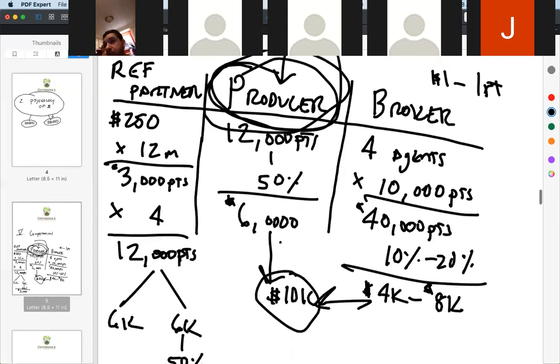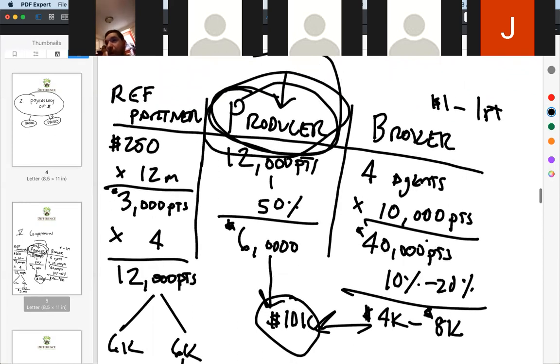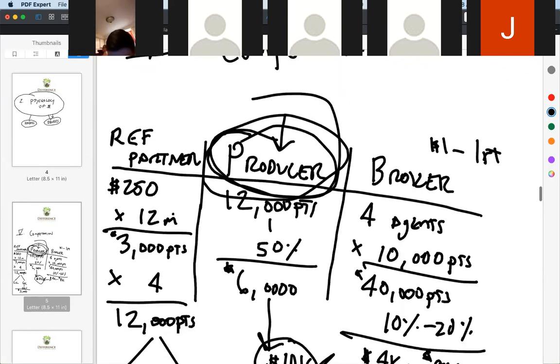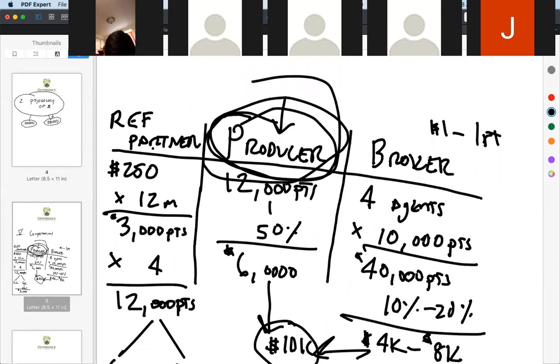So when I'm recruiting somebody, I explain it these three ways. And my closing question for this one is like, Isaac, which one do you see yourself the most of? Referral partner, producer, or broker? Oh man, I think I want to start off as a producer. Perfect. Or you know what? I want to start off as a referral partner. Perfect. And then I'm going to go ahead and bring them on board.